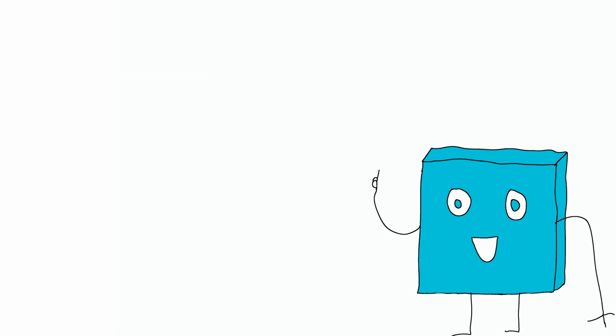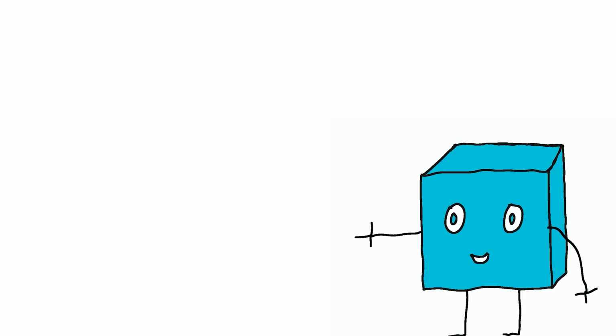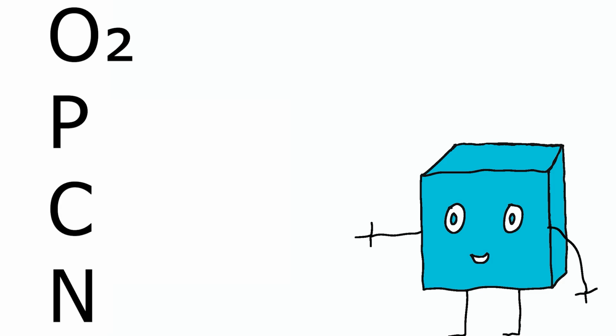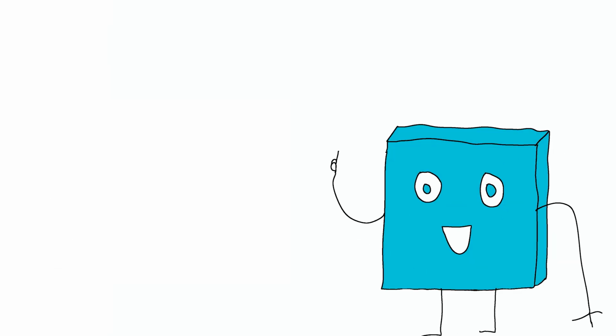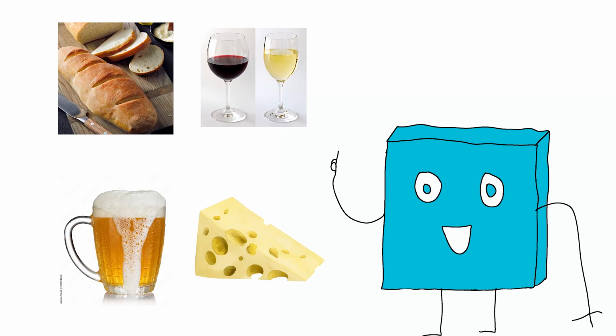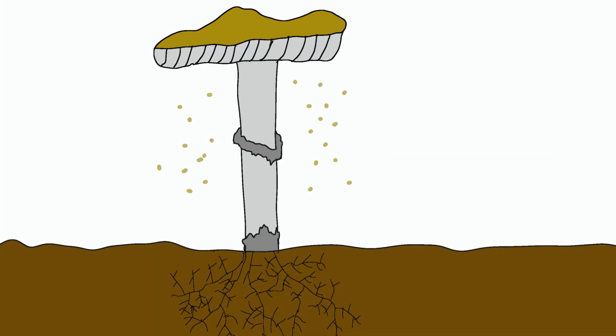They clean up nature and make it so that there isn't any natural trash in nature. They break down those materials and make oxygen, phosphorus, carbon, and nitrogen to use as food. Some can also make food for humans like bread, beer, wine, and cheese. Let's now look at the structure of the mushroom.